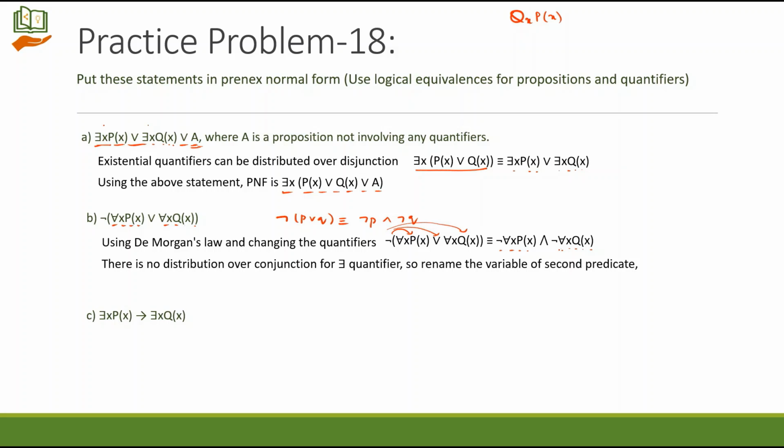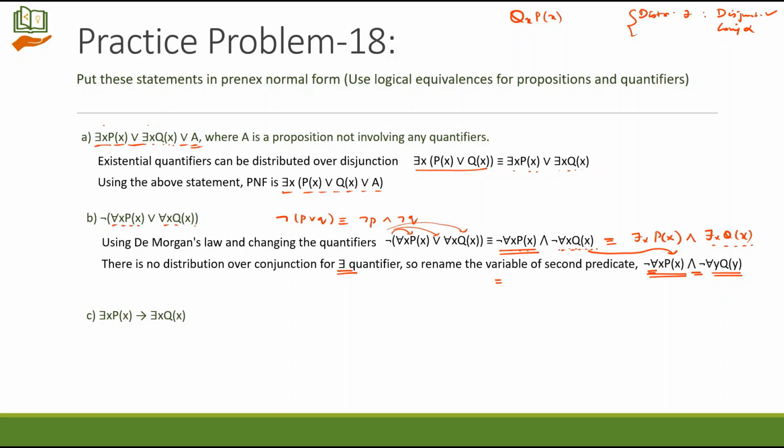There is no distribution over conjunction for existential quantifier. So we will rename the variable of the second predicate. Distribution is possible for existential quantification only for disjunction, not for conjunction. You cannot bring this particular existential out because it has no distribution over conjunction. So instead what we can do is rename the variable of the second predicate. So this expression will be taken this way. The first expression will not change, conjunction will stay, and instead of x and q of x we go with y and q of y.